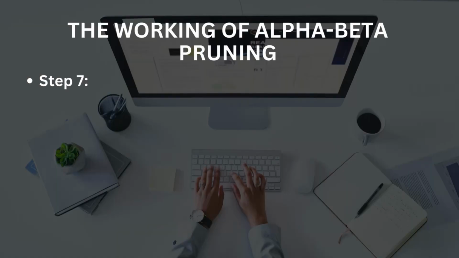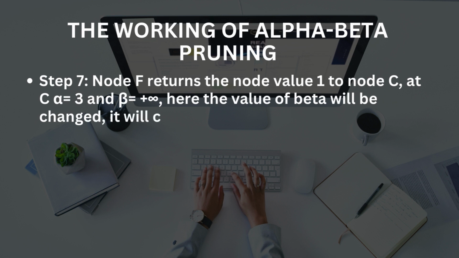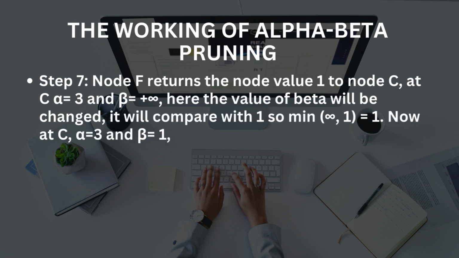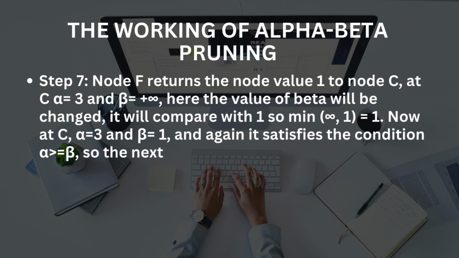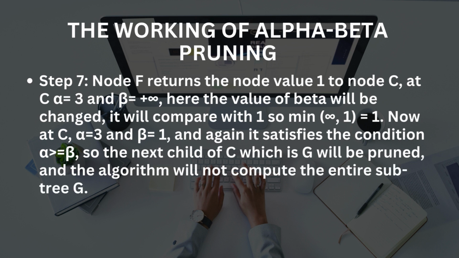In step 7, node F returns the node value 1 to node C. At C, alpha is equal to 3 and beta is equal to plus infinity, hence the value of beta will be changed. It will compare with 1, so min of infinity and 1 is 1. Now, at C, alpha is equal to 3 and beta is equal to 1, and it satisfies the condition alpha is greater than or equal to beta. So, the next child of C, which is G, will be pruned and the algorithm will not compute the entire subtree. You can see these changes in this diagram.